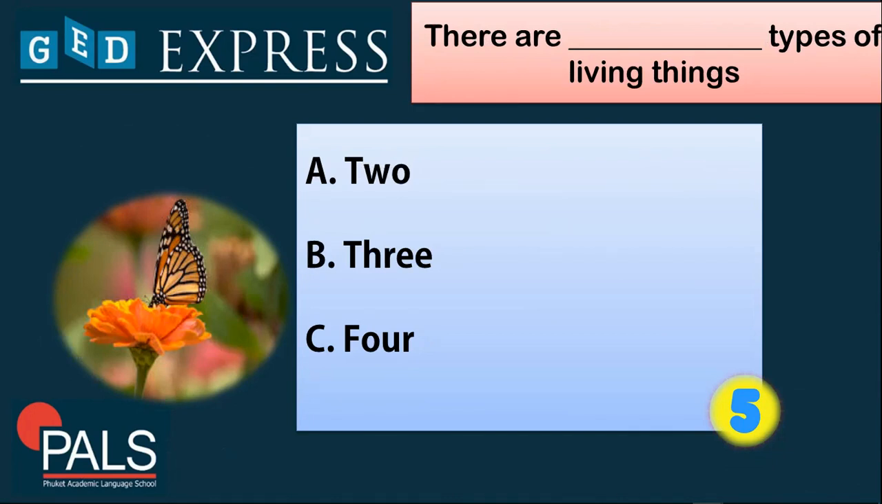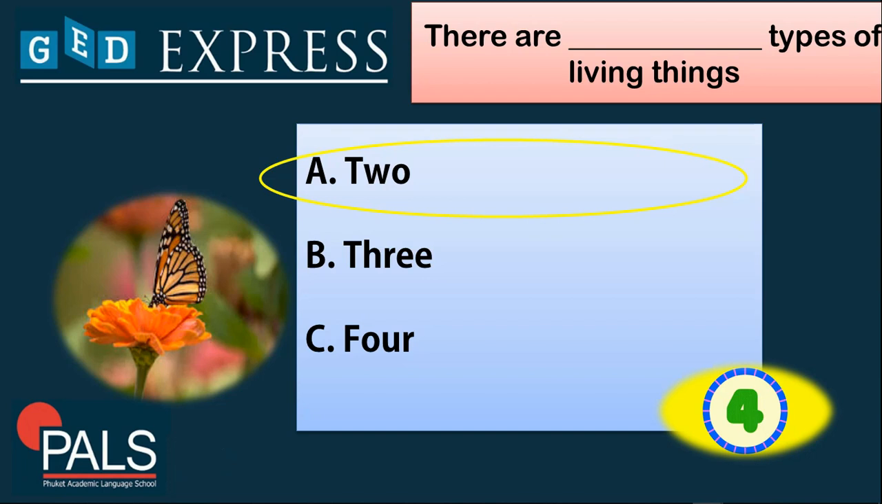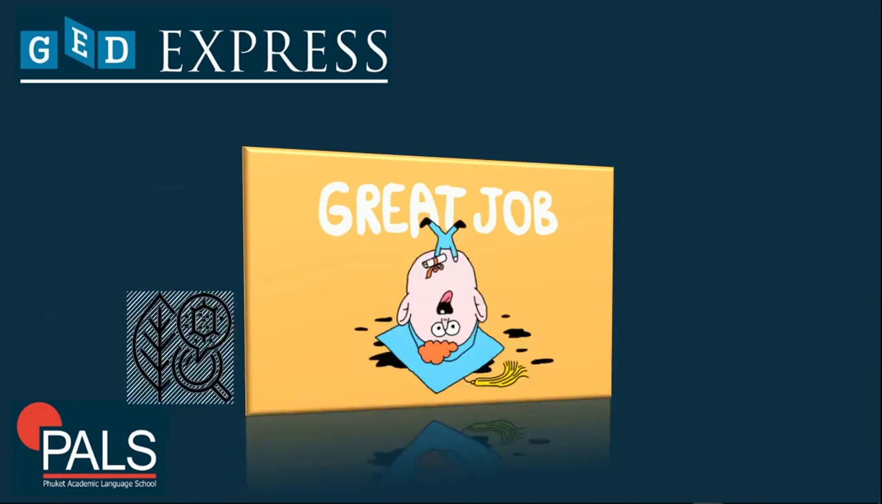And we have this question. There are blank types of living things. How many types of living things do we have if we base our answer on the number of cells that an organism has? Is it A, 2; B, 3; C, 4? The answer is 2. You're right. We can categorize them as unicellular or multicellular organisms. Good job for today because you were able to answer the assessment correctly. And congratulations for trying hard.